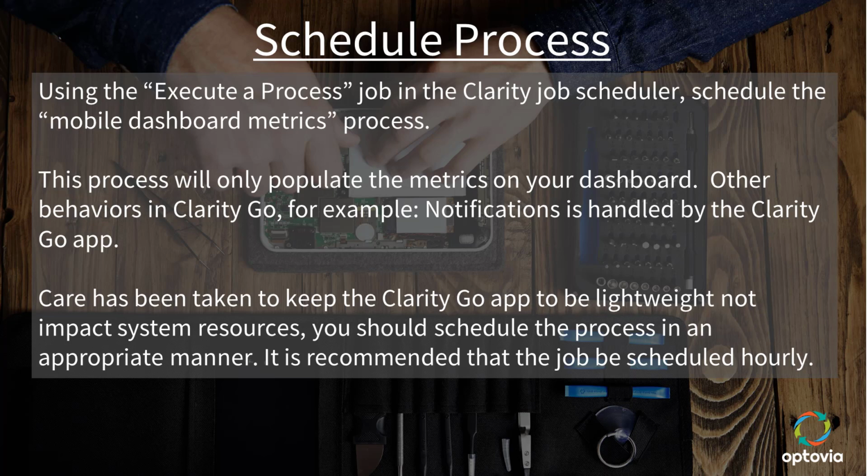Other behaviors in Clarity Go, for example notifications, are handled by the Clarity Go app. Now, care has been taken to keep the Clarity Go application lightweight and not impact system resources. Keeping that in mind, you should schedule the process in an appropriate manner. It's recommended that the job be scheduled hourly.